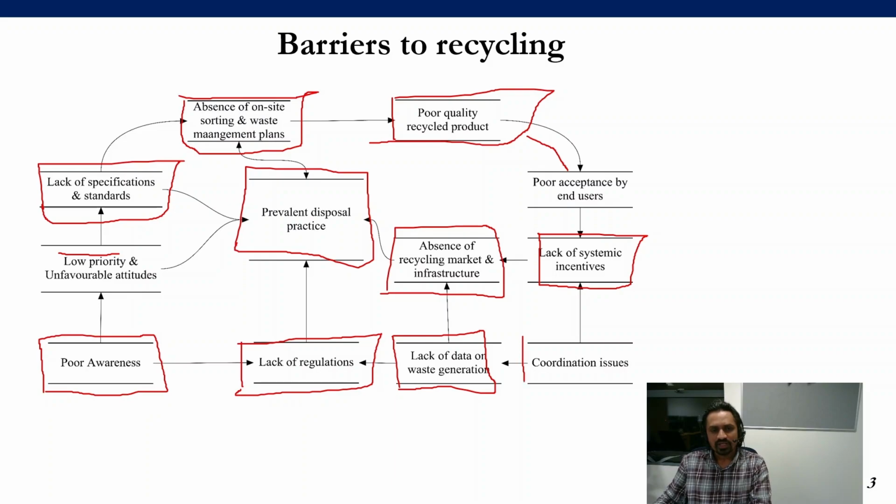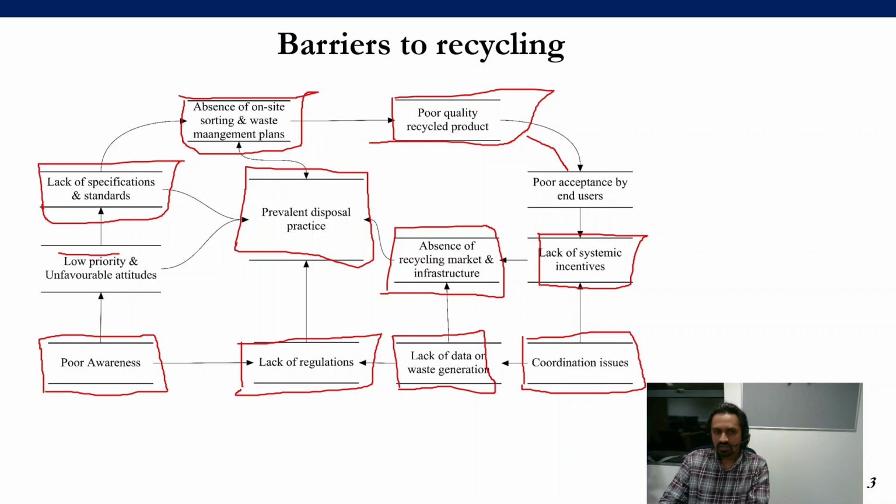Another important aspect which affects recycling is the coordination issues between various departments. For instance, when a construction company applies for a permit, they apply to a separate agency, and when they want their waste disposal permit, they apply to a different agency. Similarly, there are different agencies with different jurisdictions and responsibilities, and many times there are coordination and collaboration issues that affect the setting up of recycling facilities and streamlining waste flow in a jurisdiction.